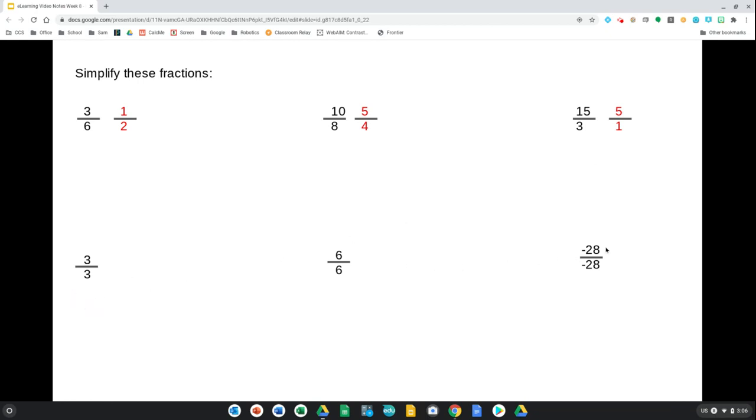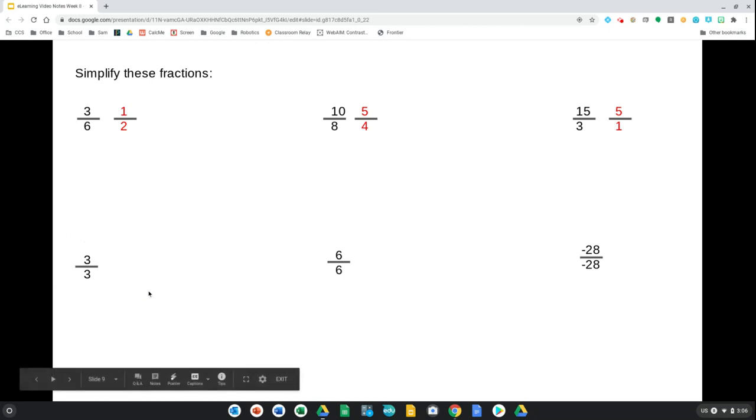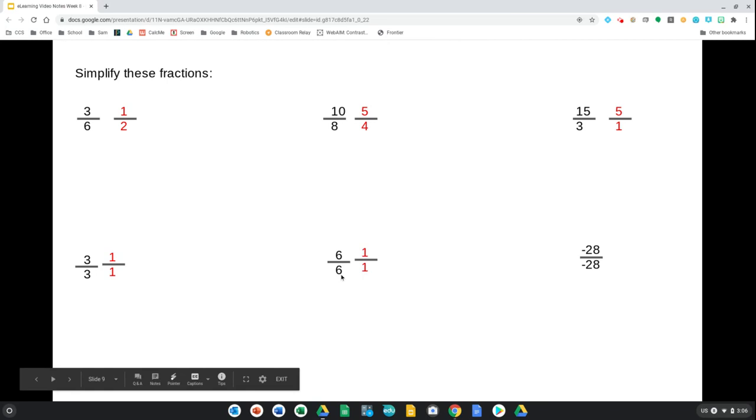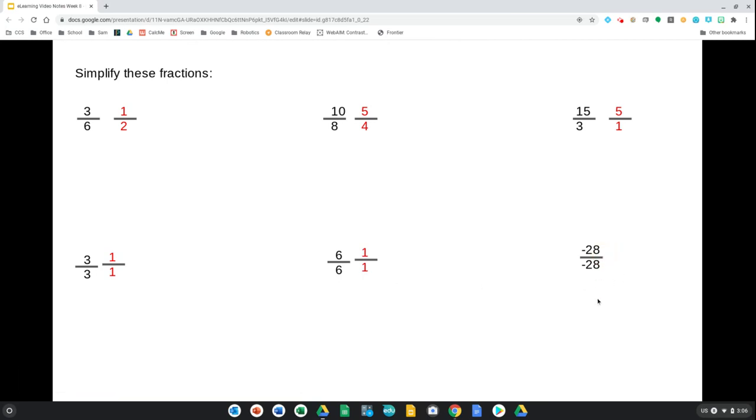Okay, so these last three fractions that I have up here, all three of these simplify to the same thing. What do all three of these fractions simplify to? They are all equal to 1, because remember, whenever the number on the top and the number on the bottom are the same, you can divide them both by 3 in this case, and you get 1 over 1. Same thing with 6 over 6. You can divide them both by 6. Negative 28 and negative 28. You can divide both those numbers by negative 28, and again, you get 1 over 1. So we're going to be using that today as we start to divide these monomials. We're going to be using both of these ideas of simplifying fractions here.